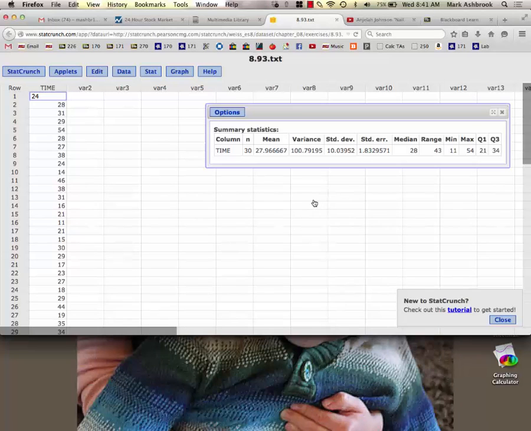So write this down. We have a mean of 27.97 minutes. N is 30. And our standard deviation is 10.04. That's what we need, right? So we've got our S value. This is our S. This is our X bar. And this is our N. So how many degrees of freedom? 29. So we got everything we need to put together a confidence interval.